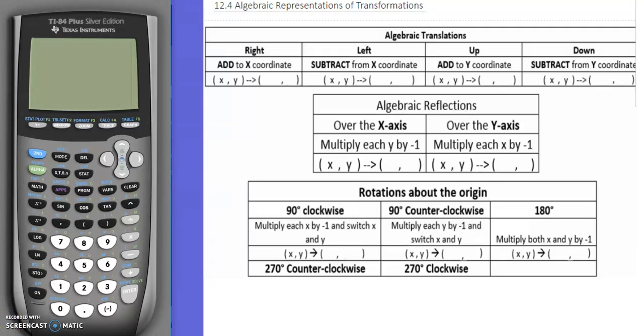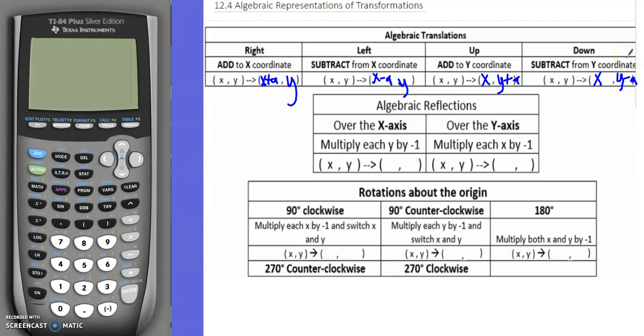Algebraic representations of transformation. When we're adding to x, it looks like x plus whatever we're adding, and the y stays the same. If we're subtracting from x, it's going to be x minus the value you're subtracting, and the y stays the same. Now, if we are adding to the y, the x stays the same. The y goes up by how much you're adding. If you're subtracting from y, the x stays the same, and y minus whatever we're subtracting.